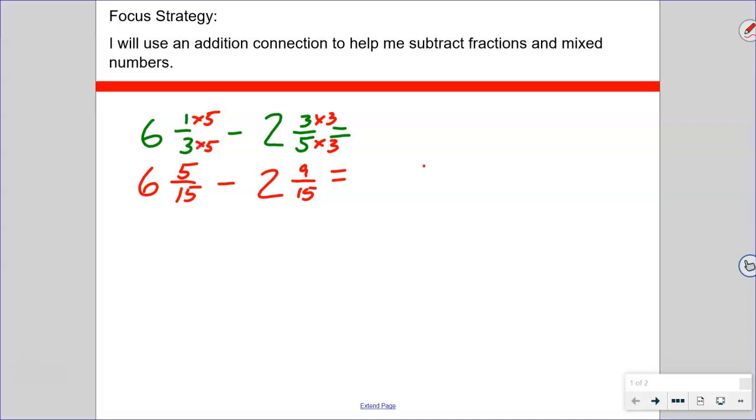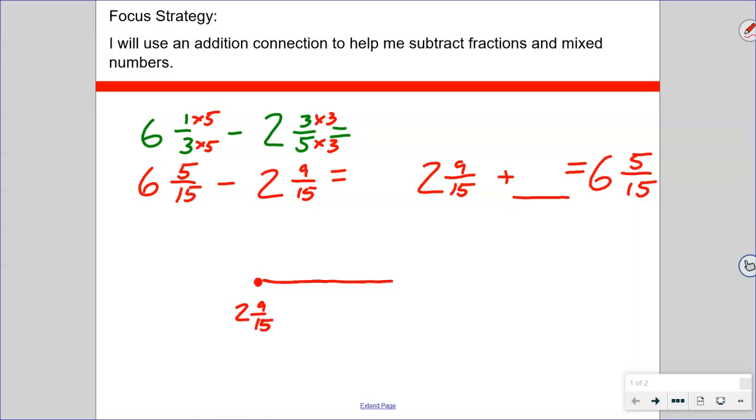That is the same thing as saying that 2 and 9/15 plus some number will give us a total of 6 and 5/15. And now that I've written it out that way, I'm going to use a number line to model that process. So I'm going to draw a number line that has 2 and 9/15 right here, and on the other end has 6 and 5/15, because now I can use this number line to find out how much we would add to 2 and 9/15 to make 6 and 5/15.